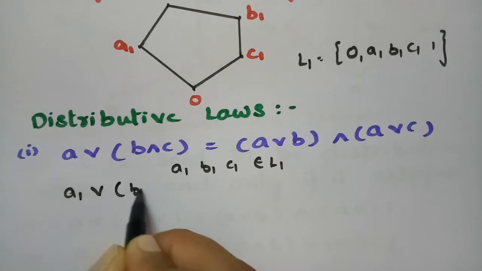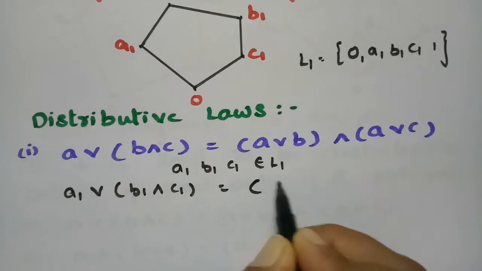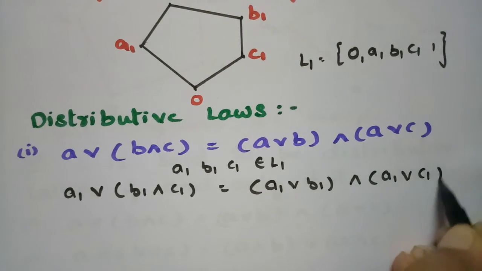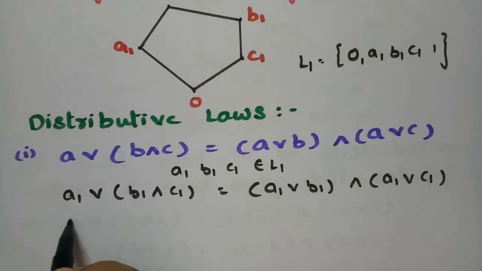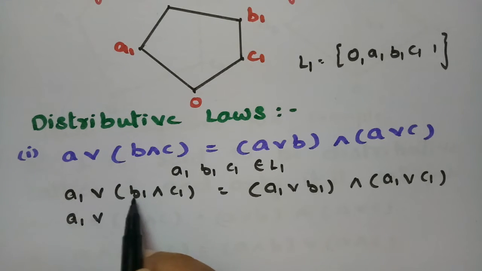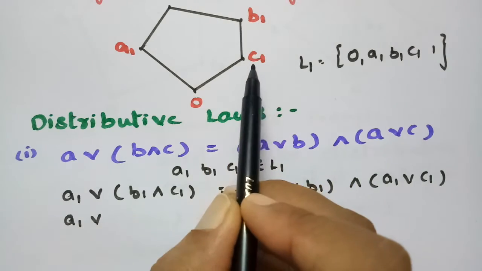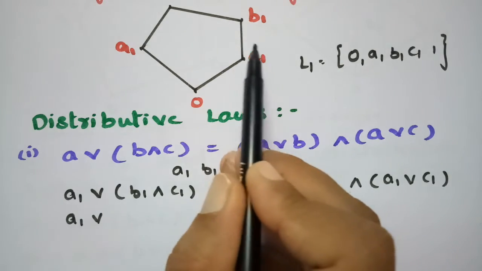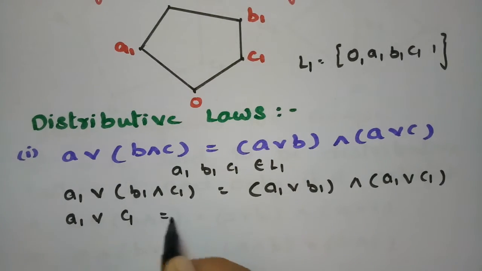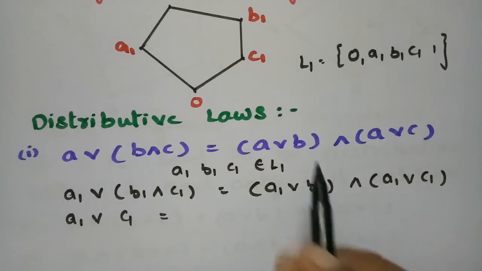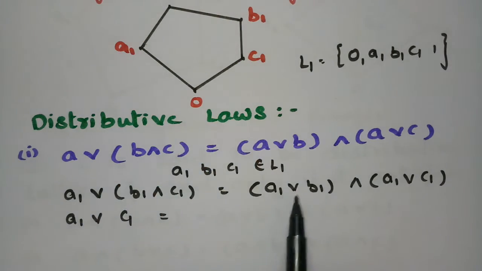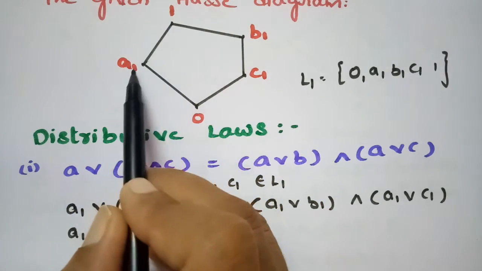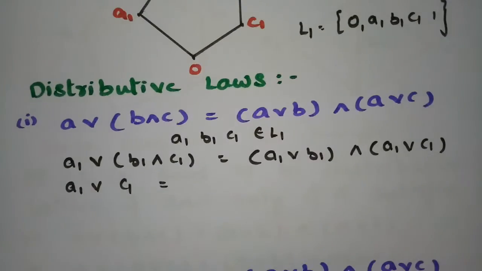That is A1 join (B1 meet C1) is equal to (A1 join B1) meet (A1 join C1). From the Hasse diagram, let's see B1 meet C1. B1 meet C1 is nothing but the greatest lower bound. So the lower bound here is C1. And the next one, A1 join B1. Join is nothing but the least upper bound. So the least upper bound of A1 and B1 is here 1.